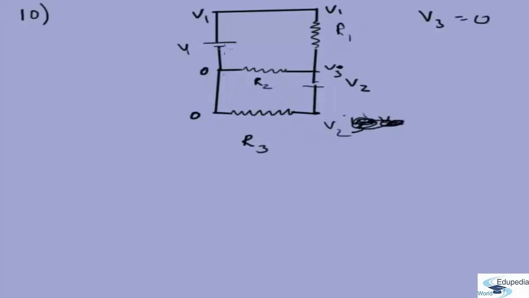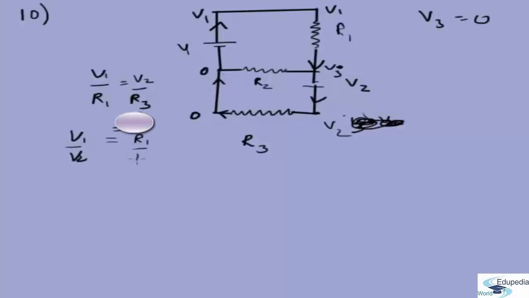Well, what does that mean? If the current here is 0, current is going in this direction, coming in this direction. No current is going in this branch, it's going in this direction, coming in this direction. So the current through this resistance has to be the same as the current through this resistance, which means V1 by R1 is equal to V2 by R3, or V1 by V2 is equal to R1 by R3.